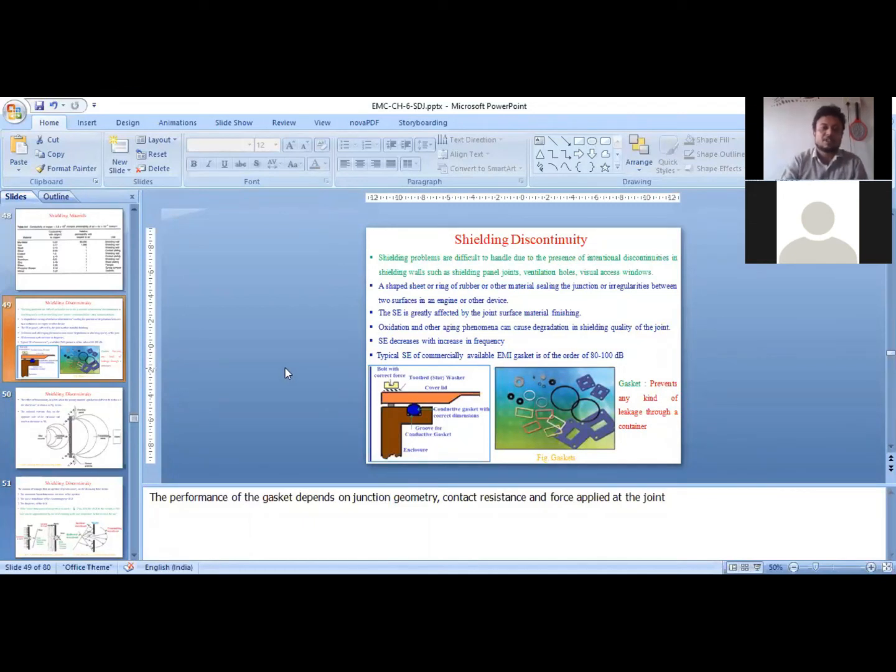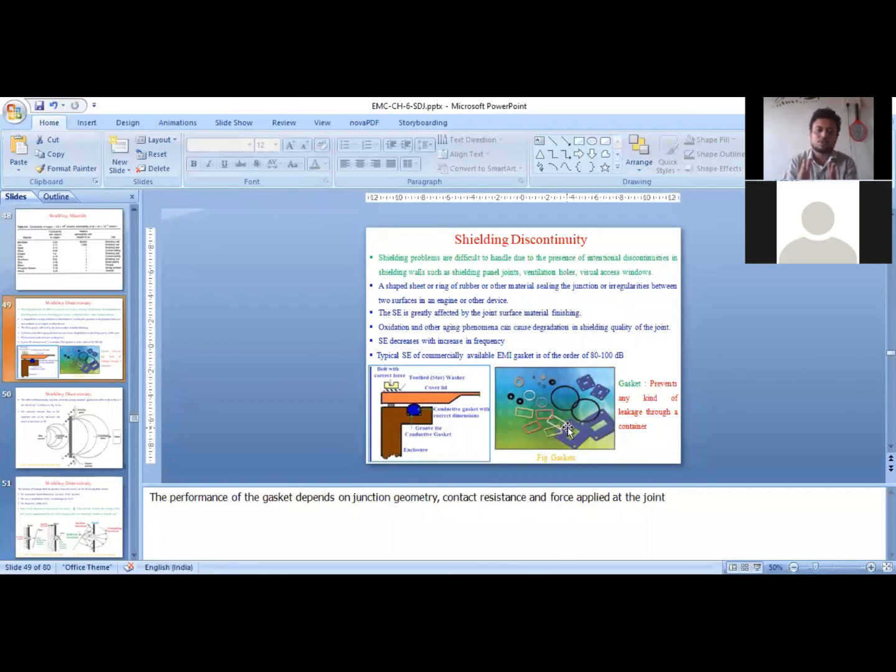Typically, the shielding effectiveness of commercially available conducting gaskets is in the order of 80 to 100 dB. These gaskets are just to prevent the leakages that happen at the joints. These are all the gaskets. These gaskets can be made up of conductors. They can be made up of rubbers.